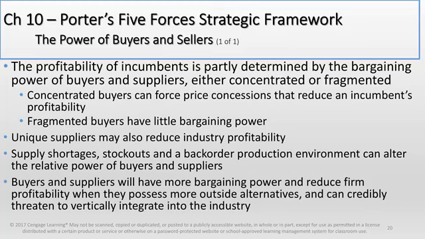3. Vertical integration threats. Both buyers and suppliers can threaten to integrate upstream or downstream. This enhances their leverage and can squeeze profits from current industry players. The key takeaways here are high bargaining power from either side equals lower profitability for incumbents. Firms must assess where power lies in their supply and demand chain and seek ways to shift leverage in their favor.